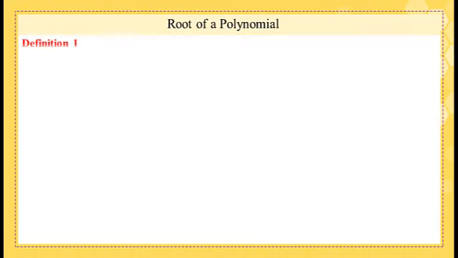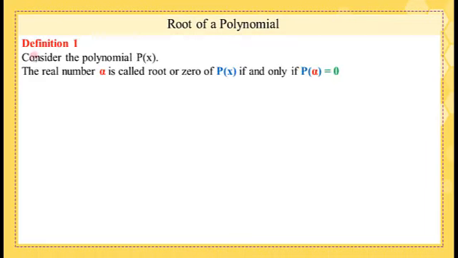Root of a polynomial. Definition. Consider the polynomial P of X. The real number alpha is called root or 0 of P of X if and only if P of alpha equal to 0.